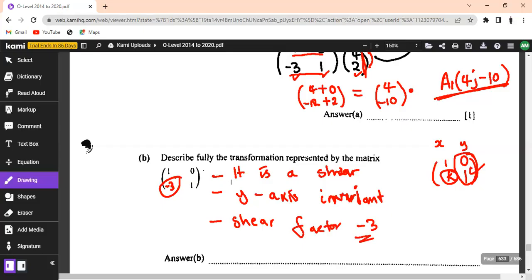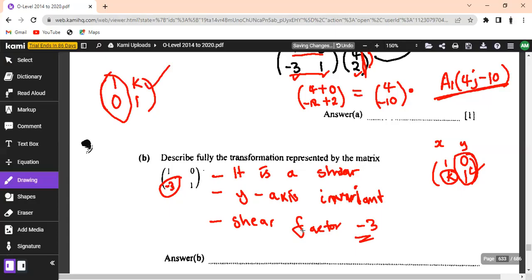If it is a shear whereby you are x-axis invariant, it's supposed to look this way, like this. All right, this one is for shear x-axis invariant. So it is a shear x-axis invariant and shear factor k. Just like that, you're done describing.